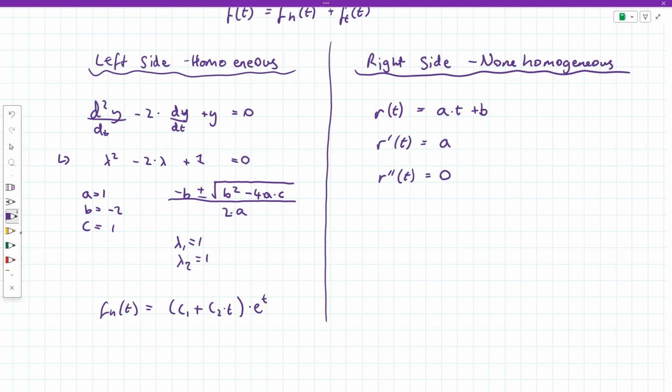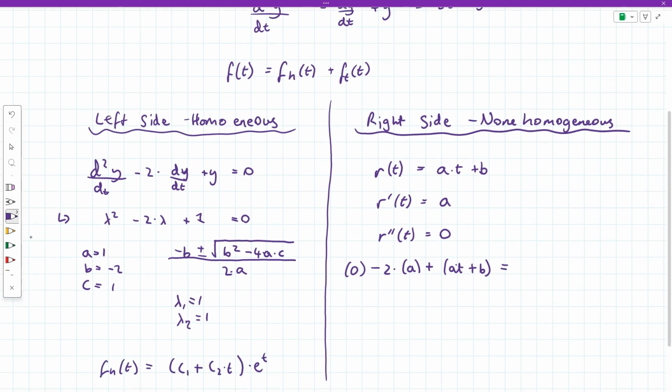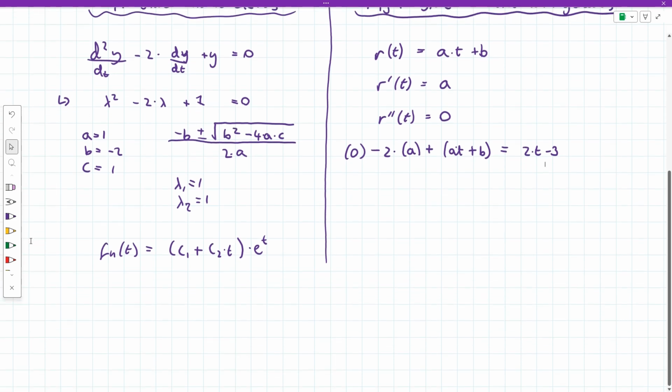Now I'm subbing these three back into our original equation, which was the second differential. So what we're substituting in is 0, minus 2 times the first differential, which we're substituting in as a, plus the normal equation, which is a times t plus b, and that is equal to what we have at the top, which is 2 times t minus 3. Now we're just going to solve this equation and try and work out the unknowns. So we have minus 2 times a plus a times t plus b equals 2 times t minus 3.